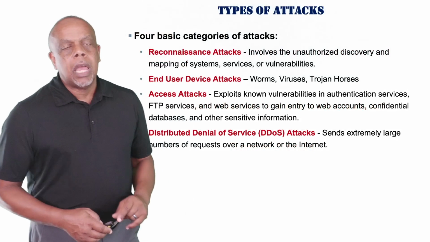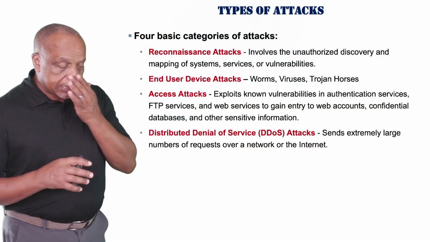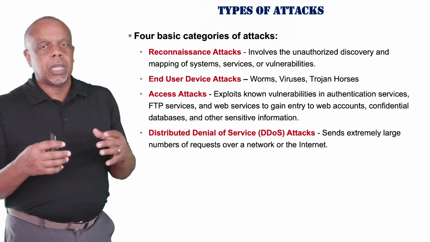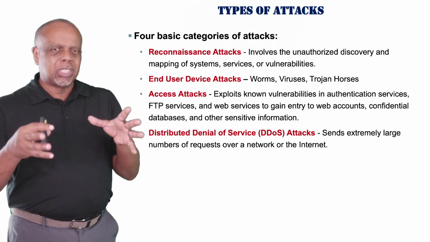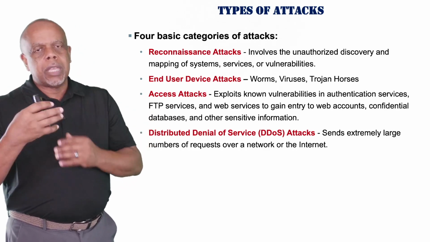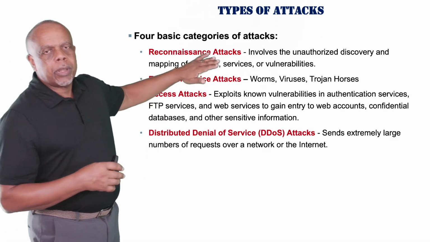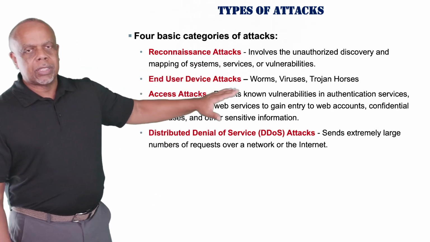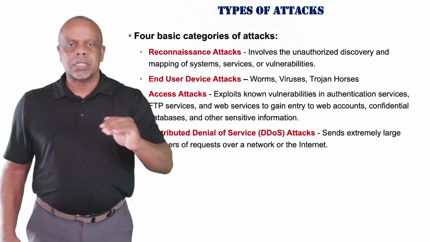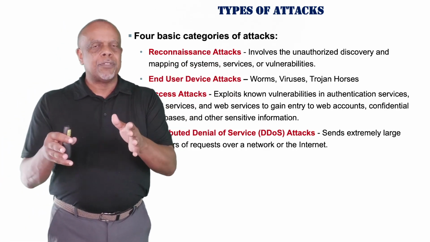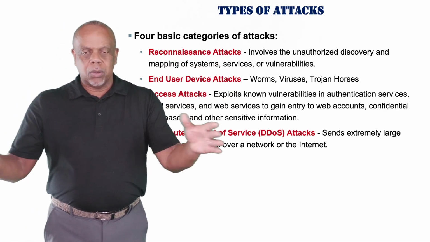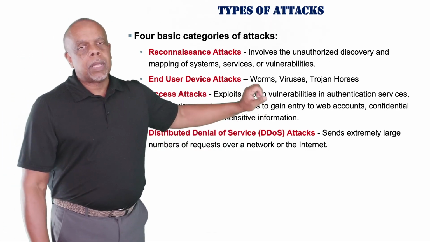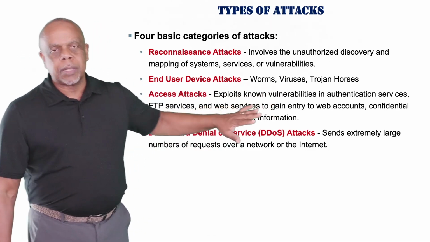Types of attacks. Now, when we think about network attacks, we can group these into four large categories. And really, there's probably more categories. This is just a way of keeping it simple to help understand attacks. We've got reconnaissance attacks. That involves the unauthorized discovery and mapping of your network and systems. Basic reconnaissance, trying to find out information, trying to see how wide your attack surface is. End user device attacks. That's where worms, viruses, and Trojans take place.